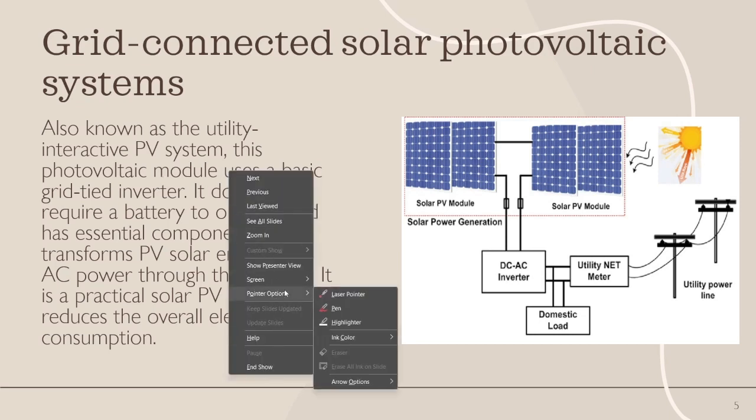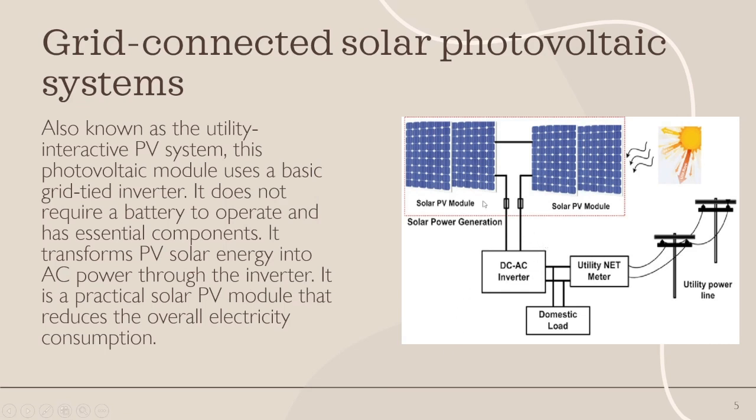As you can see here, these are the solar PV modules, that is the solar panels, and this is connected to the inverter, which converts DC to AC. And this is connected to the utility net meter, where the meter knows how much current is flowing through it and how it segregates the current. And this is the utility power line.